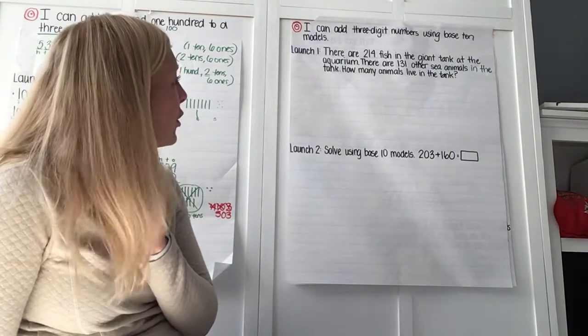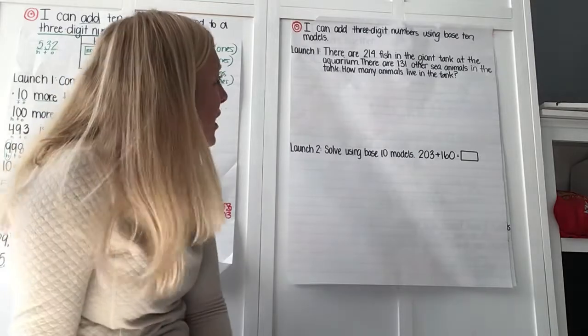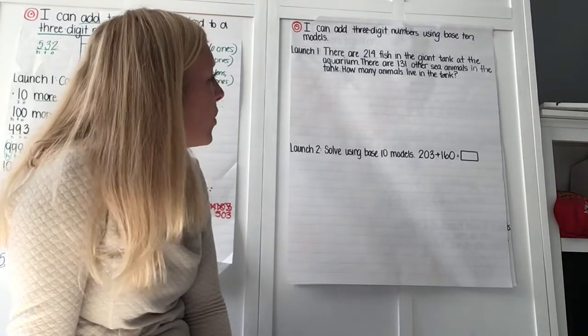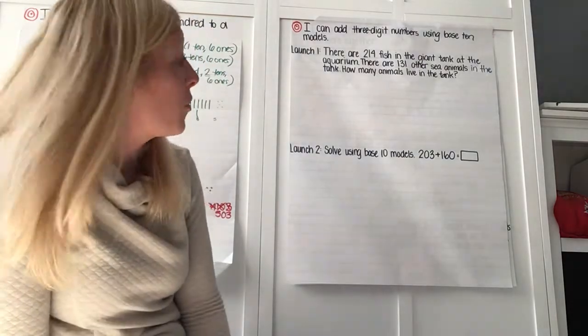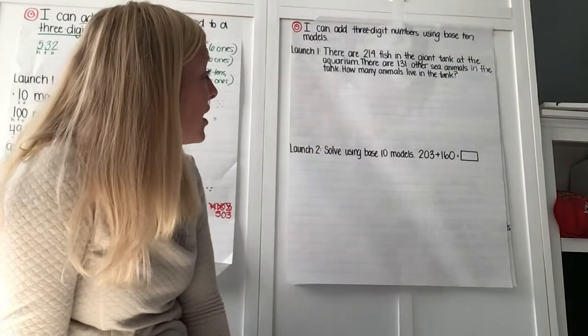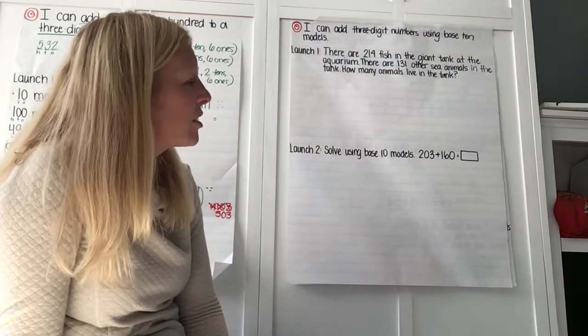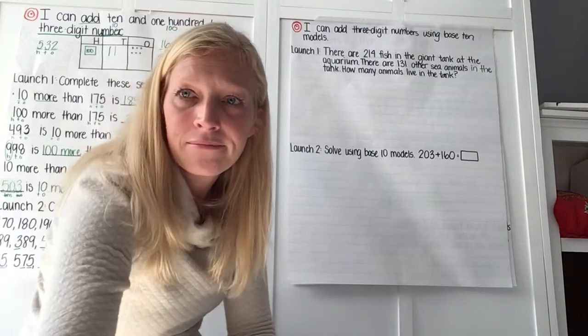Let me read that again for you. There are 214 fish in the giant tank at the aquarium. There are 131 other sea animals in the tank. How many animals live in the tank?